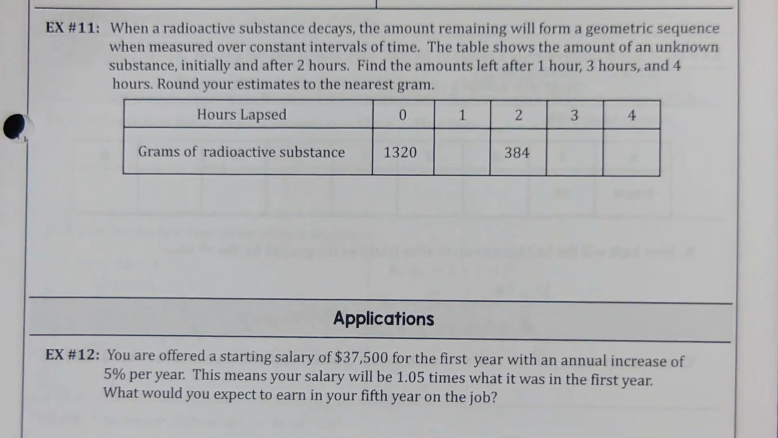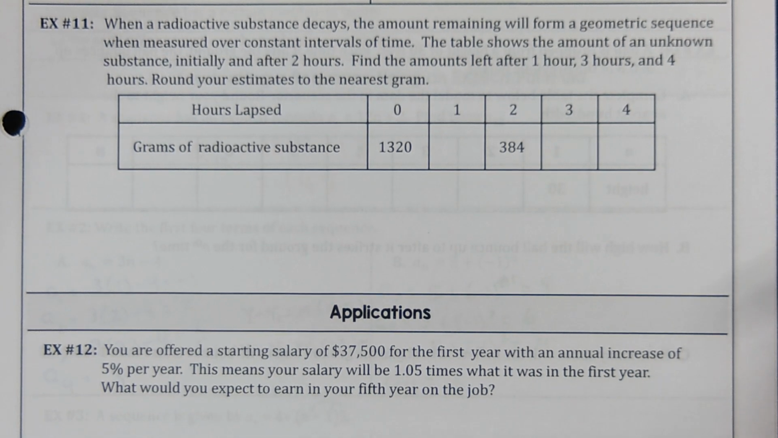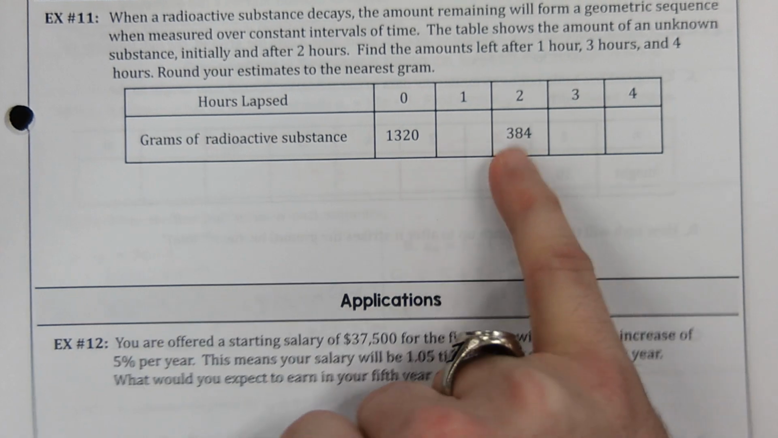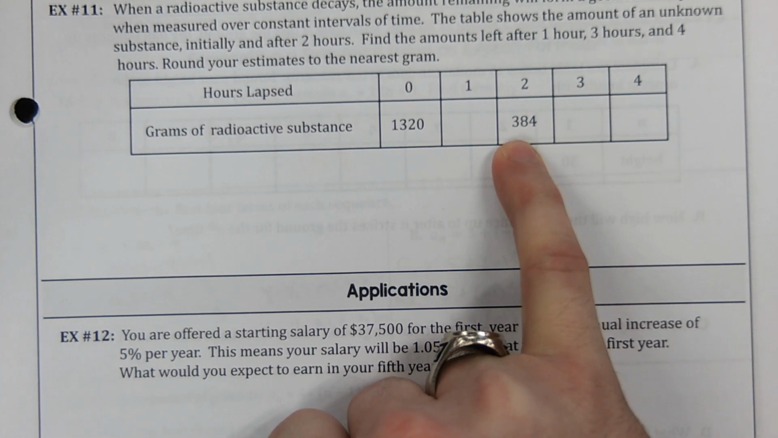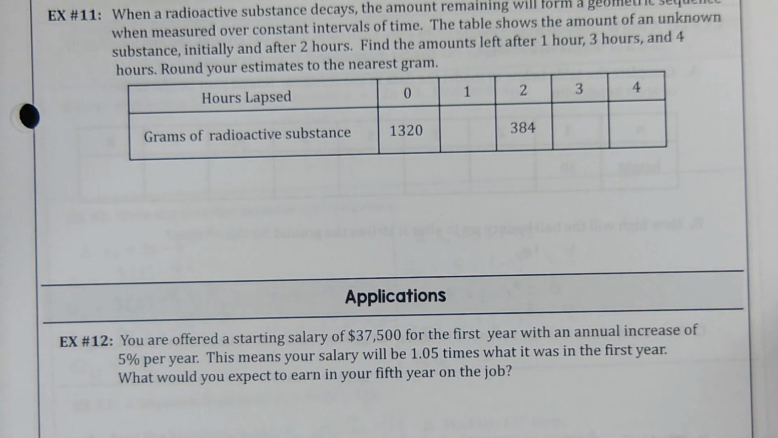When a radioactive substance decays, the amount remaining will form a geometric sequence when measured over constant intervals of time. The table shows the amount of unknown substance initially and after 2 hours. Find the amounts left after 1 hour, 3 hours, 4 hours. Round your estimates to the nearest gram.